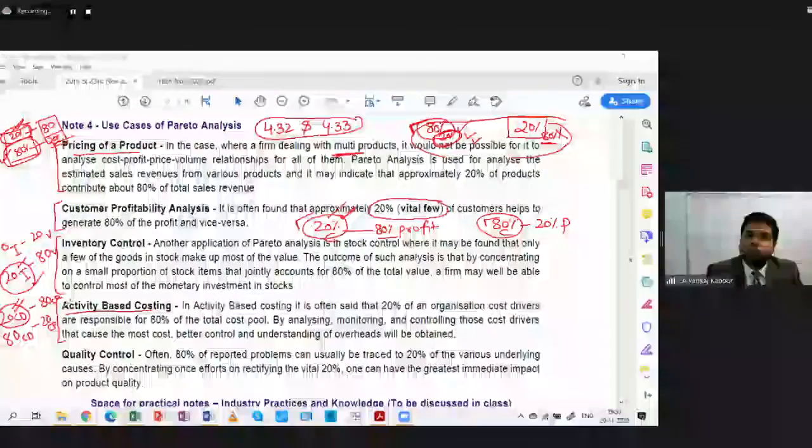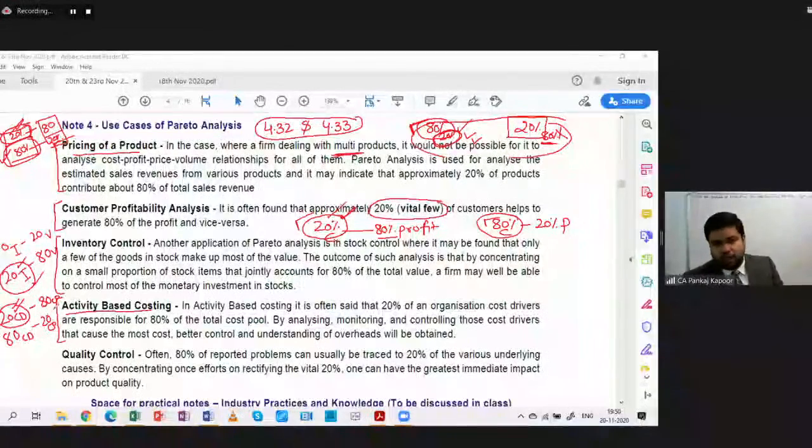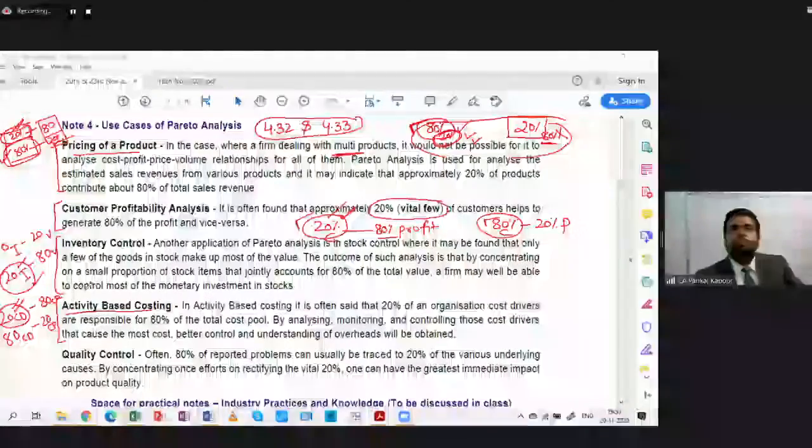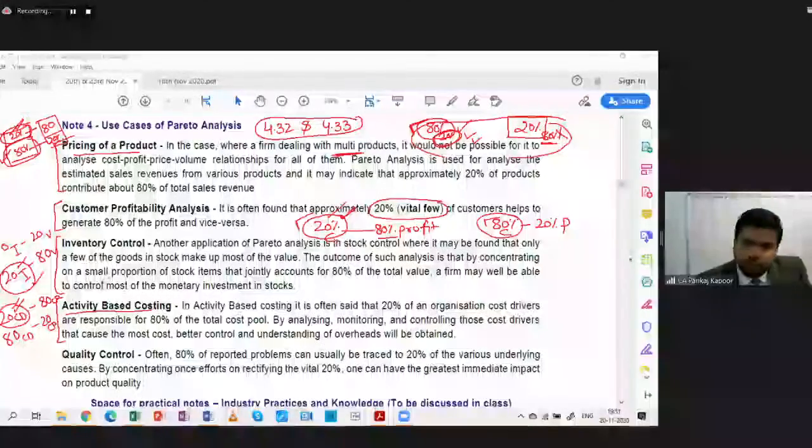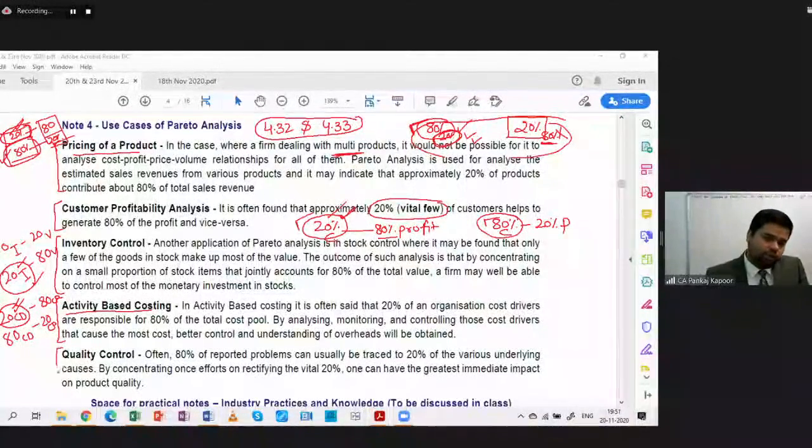In order to allocate the canteen expenditure, in order to allocate the lighting expenditure, I say, okay, allocate based on the number of employees. And there are very few costs which I need to allocate based upon the number of machines, number of products manufactured, floor area, or the value of machines. Obviously, then the number of workers will be considered as your vital few, whereas the others will be considered as trivial many. Now moving to the last use case, the quality control.